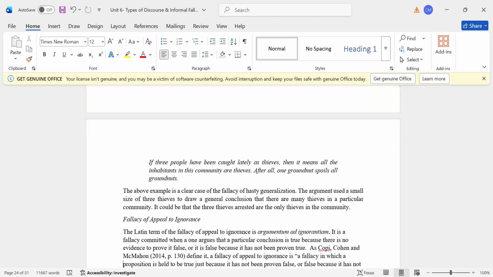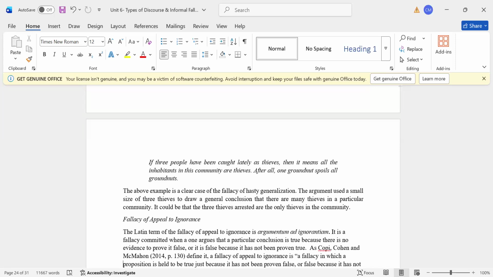But when we proceed on the basis that because you cannot provide evidence to prove that you are not guilty, therefore you are guilty, we are committing a fallacy of appeal to ignorance. The fact that we are ignorant about the evidence does not mean it is the case. We do this all the time.